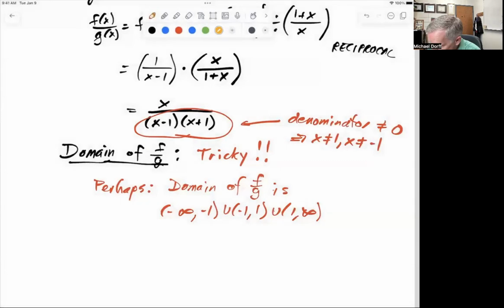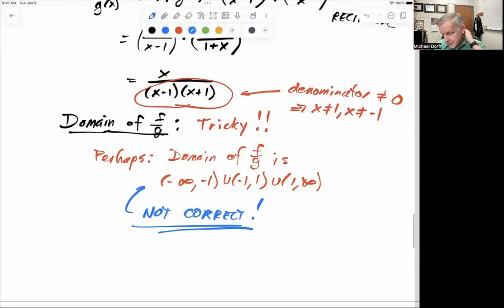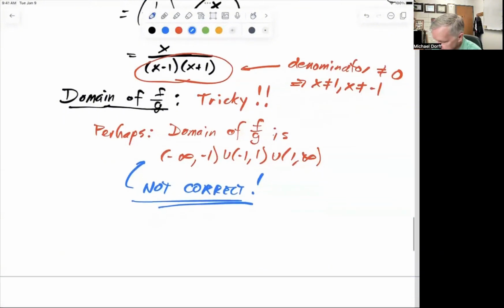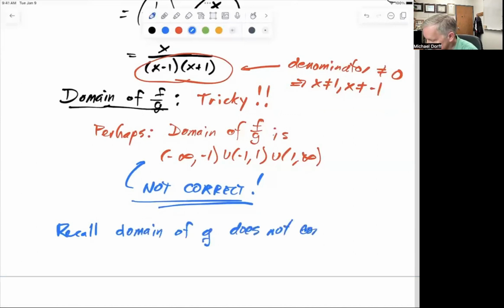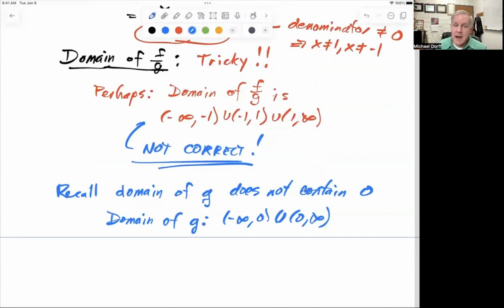But this is not correct. Why is it not correct? Well, when we divide the functions, f over g, we have to take into account what is possible for f and g in the first case. So we have to recall, the domain of g does not contain 0. In other words, the domain of g was negative infinity to 0, union 0 to infinity. So since we're dividing these fractions, I have to start off with the fact that 0 can't be in the domain, and I include that into my final result here.